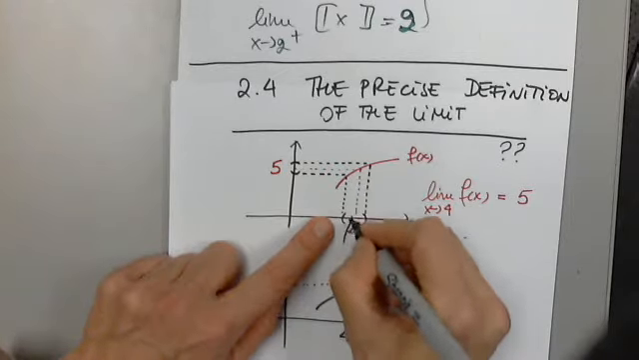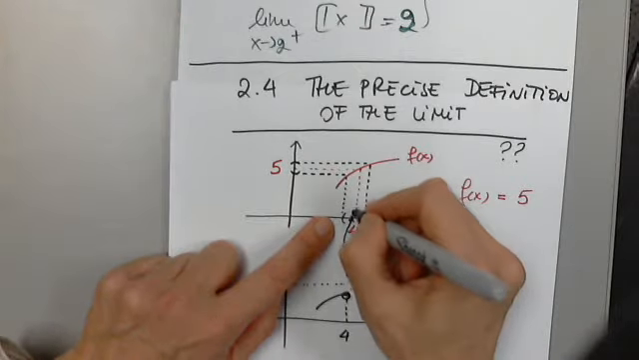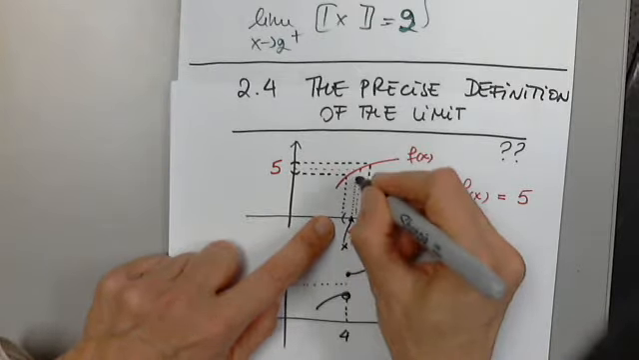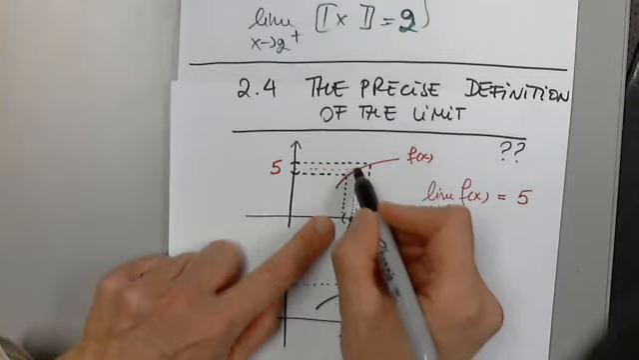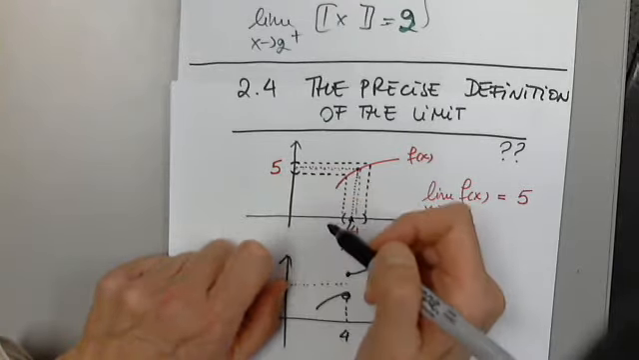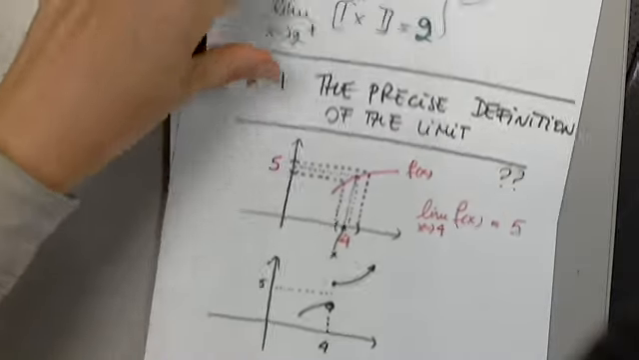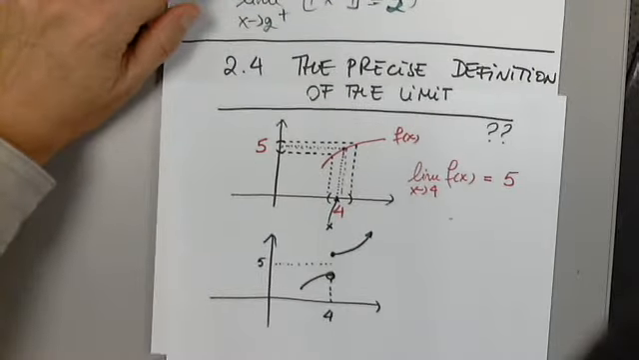If I pick here an x very close to 4 in the interval, where will f of x be? For sure, where will it fall? Within the tiny interval around 5. One more time. Why can I do that? Because the limit exists.